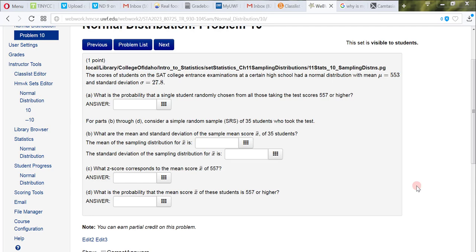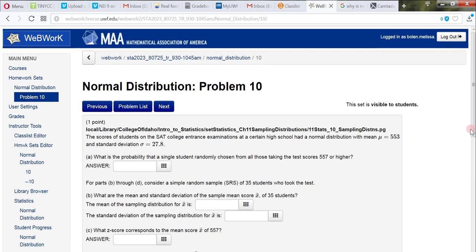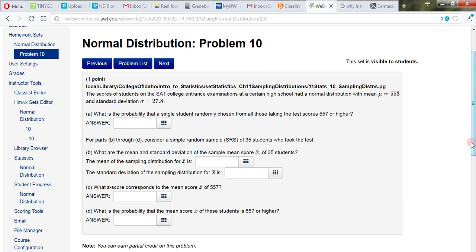We are on normal distribution, problem number 10, and working these problems, hoping to help my students understand the why of what we're doing a little bit better. So here we go. It says, the scores of students on an SAT college entrance exam at a certain high school had a normal, very important again, distribution of mean equals 553 and a standard deviation, sigma, of 27.8. What is the probability that a single, key word right there, single student randomly chosen from all of those taking the test scores a 557 or higher?